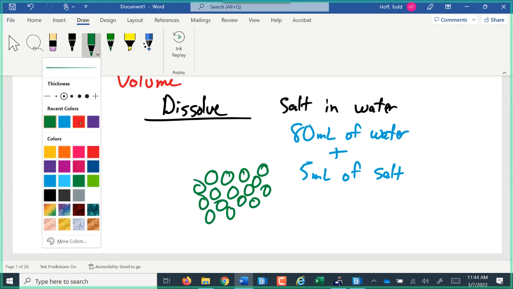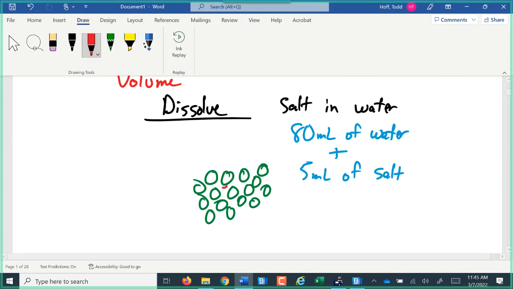And when we add salt to it, the reason salt dissolves into water is because it's able to fit into those gaps between particles. Now, it doesn't necessarily fit in there perfectly. It might push the particles a little bit further apart.